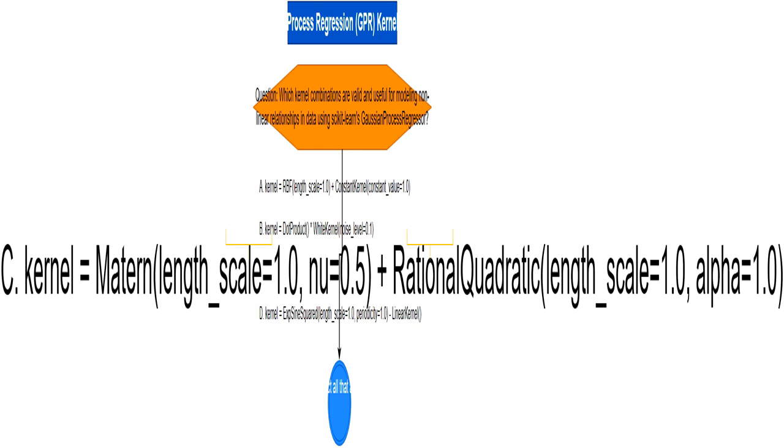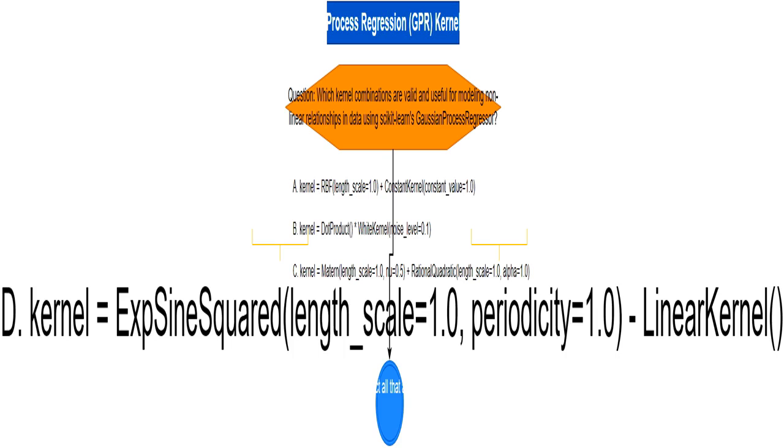A powerful combination. This attempts to subtract a linear kernel from an exp sine squared kernel. Subtracting kernels directly is generally not a supported operation in Gaussian processes, leading to numerical instability and invalid results. It's not a valid combination. You cannot just subtract kernel functions like that.